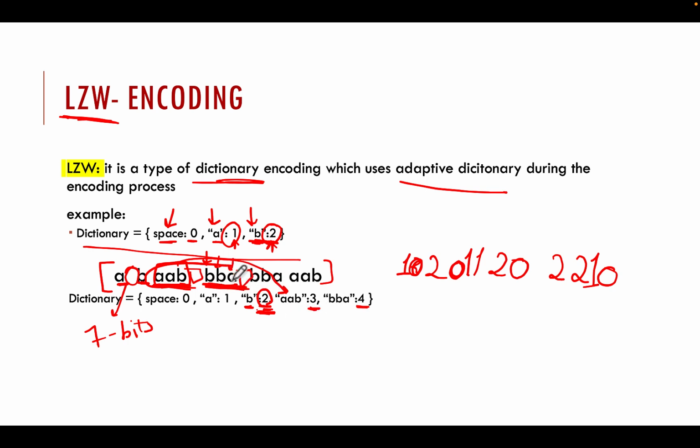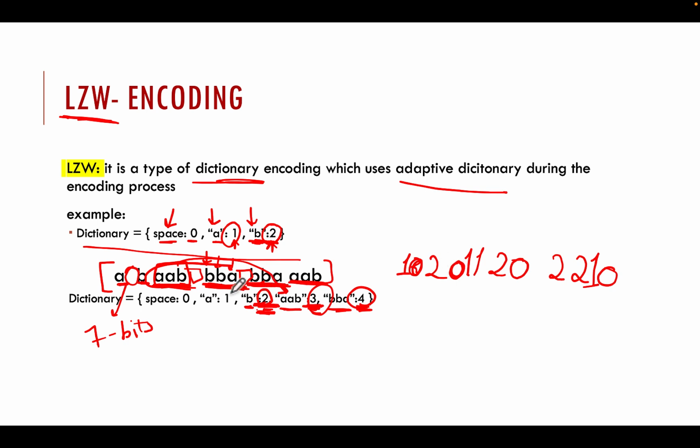During the encoding process, during the reading of each and every element and string, it is changing the dictionary and updating it. Here it added AAB and then it added BBA, two numbers after the last number, which was 2. Now it became 3 and then 4. So now every time it sees a BBA, it will add 4. And every time it sees an AAB, it will add 3.